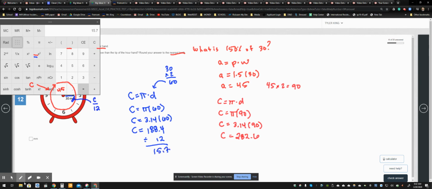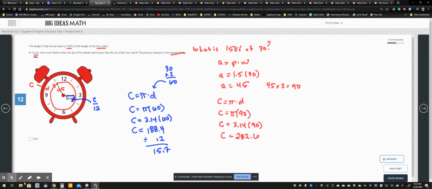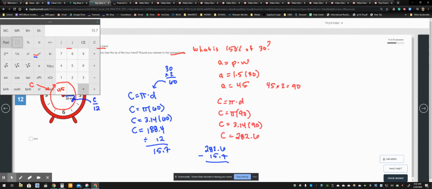Now, because we're looking at the difference between how far they moved, how much farther did the tip of the minute hand move than the tip of the hour hand, we're going to subtract these two numbers. So we're going to take 282.6, minus 15.7, and we're going to find our answer. So grabbing our calculator, we have 282.6. We're going to minus 15.7, and we're going to find that's going to be 266.9. So we should end up with 266.9 for our answer.